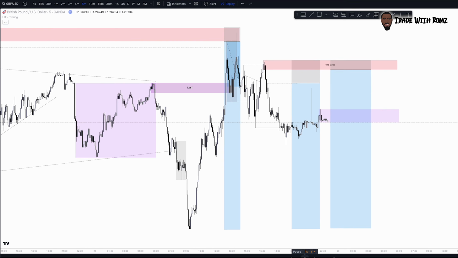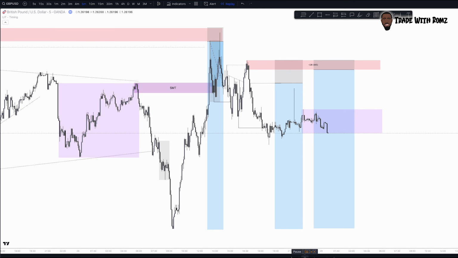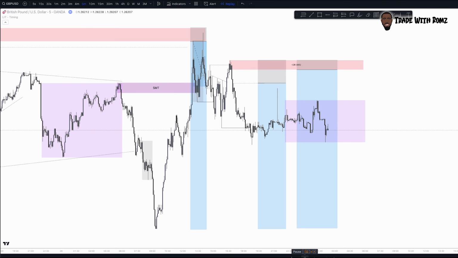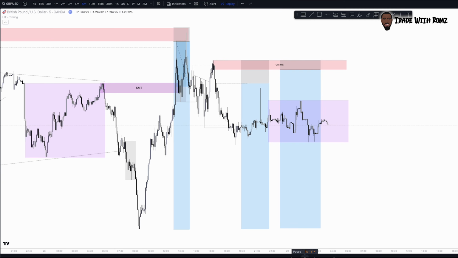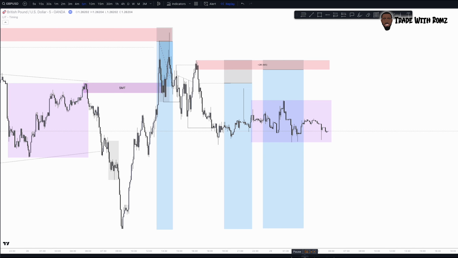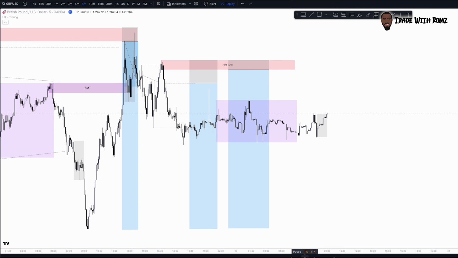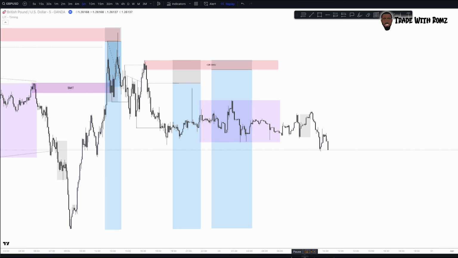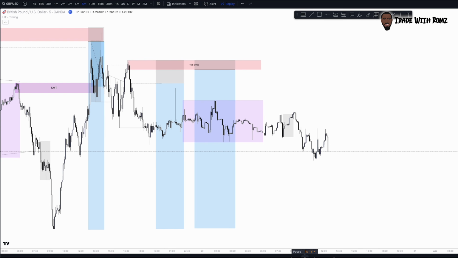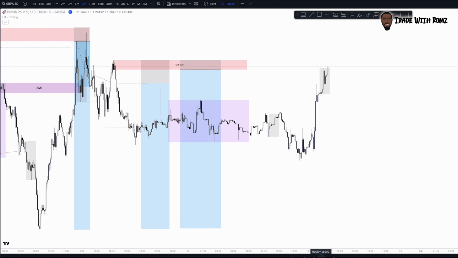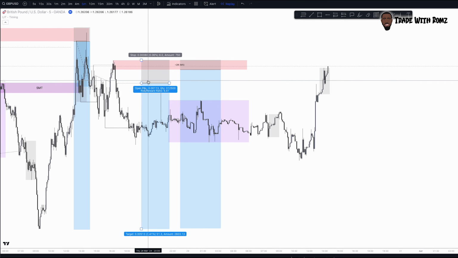Okay, that gives us a nice move. But now we're going through Asia. This is now playing around in Asia, Asia creating liquidity as it always does. And then now we're in London. And cool, now we're getting interested. So let's move the stuff over.